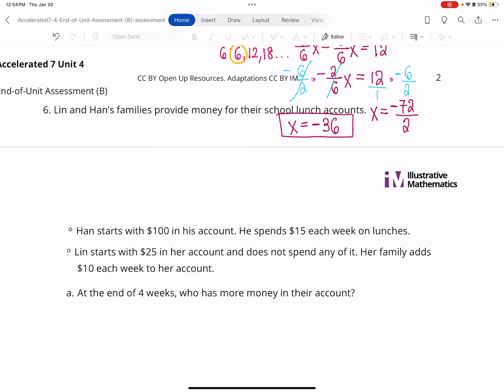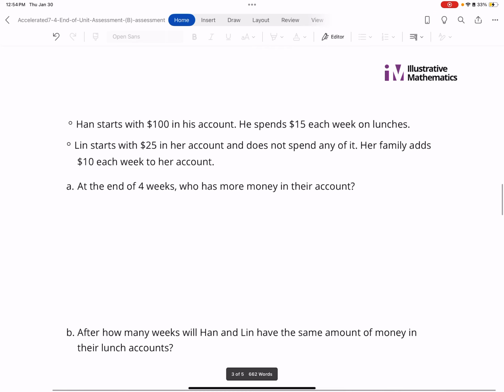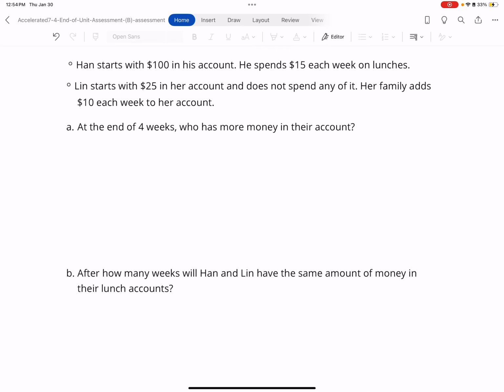Question number 6. Lynn and Han's families provide money for their school lunch accounts. Han starts with $100 in his account. He spends $15 each week on lunches. Lynn starts with $25 in her account and does not spend any of it. Her family adds $10 each week to her account. At the end of 4 weeks, who has more money in their account?